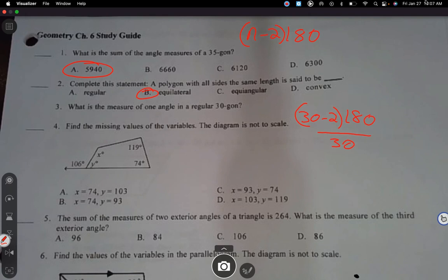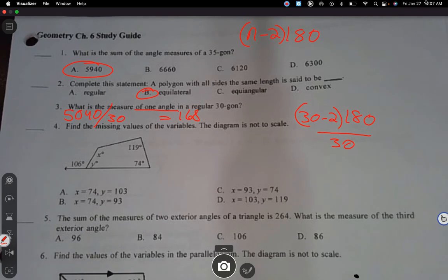A lot of people yesterday, I saw your answers and you got 5,040 and left that as your answer. What was it? 5,040. This is what a lot of you put, but that is the sum of all the angles. How do you find one of them? Divide it by 30. So make sure you do that. So your answer is 168. So don't let that trick you. Do y'all understand that? Yes. I hope.